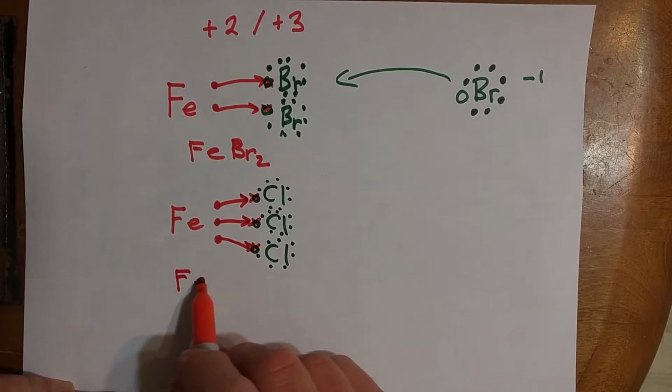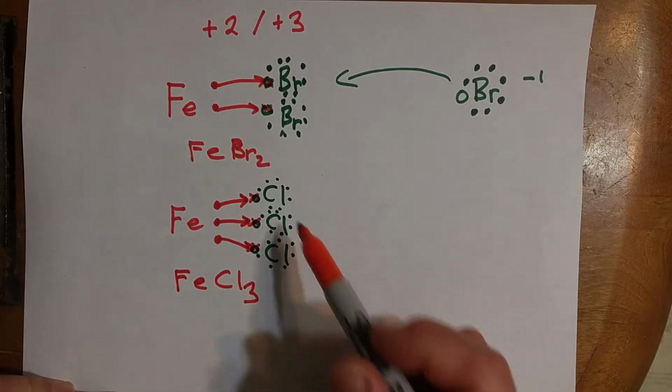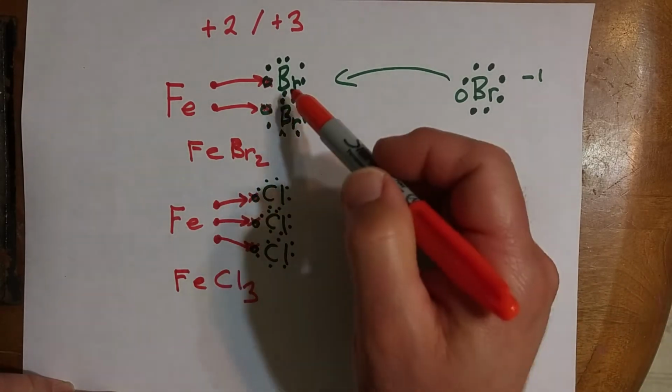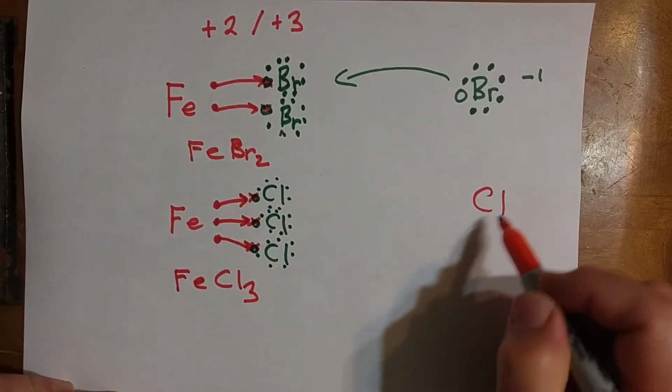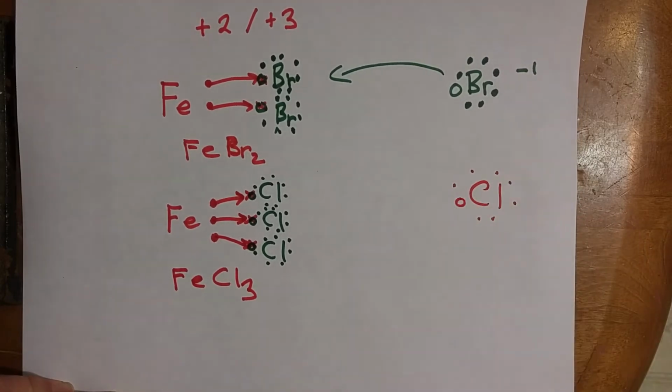This form of iron would be iron trichloride. Now I switched, without paying attention, to chlorine, but it wouldn't matter. Chlorine and bromine look exactly the same. 7 dots, 1 missing.